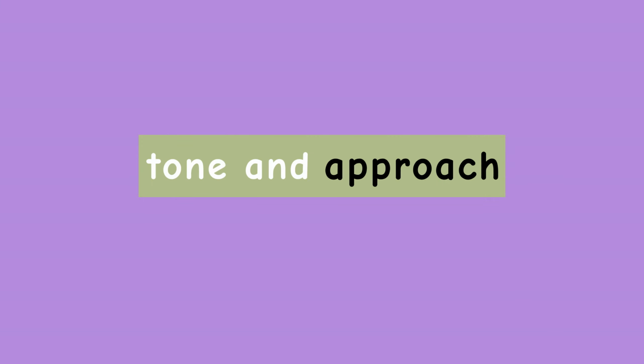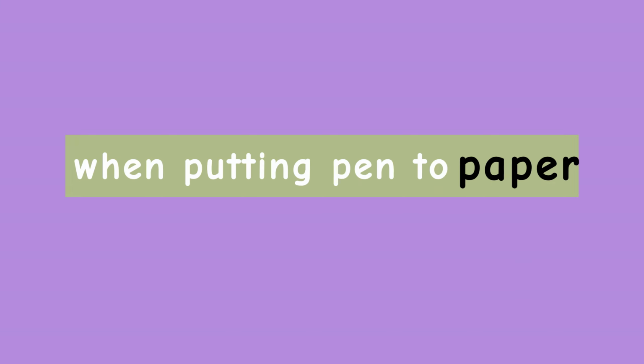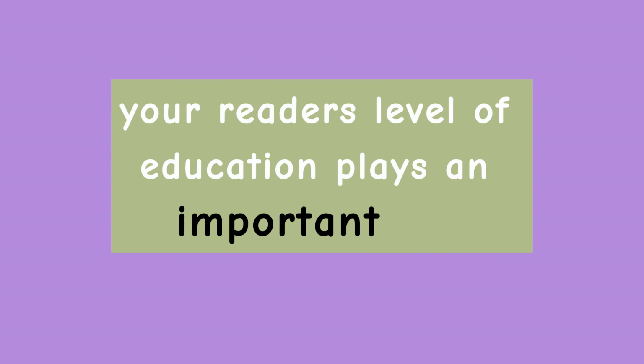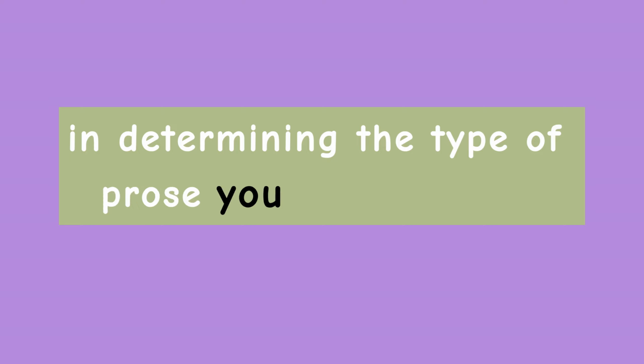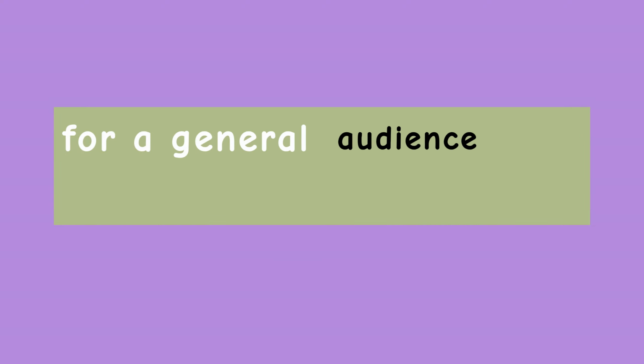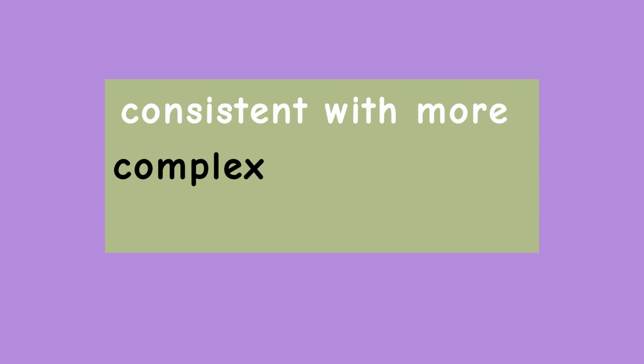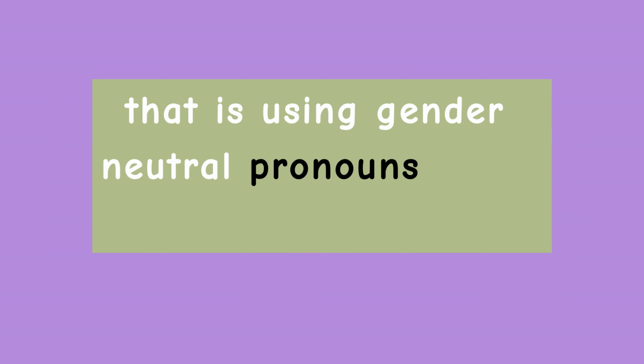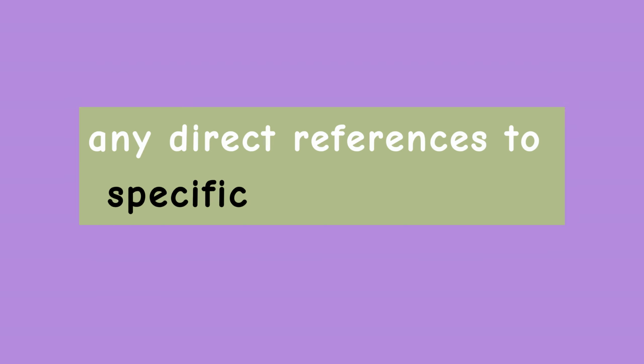Tone and approach. When putting pen to paper, your reader's level of education plays an important role in determining the type of prose you aim to utilize. In this regard, you need to determine if you're writing for a general audience or a more specific one. In the case of academic publications, you need to maintain a tone consistent with more complex and abstract language. However, general audiences appreciate a more neutral tone, that is, using gender-neutral pronouns while avoiding any direct references to specific characteristics otherwise required in the topic.